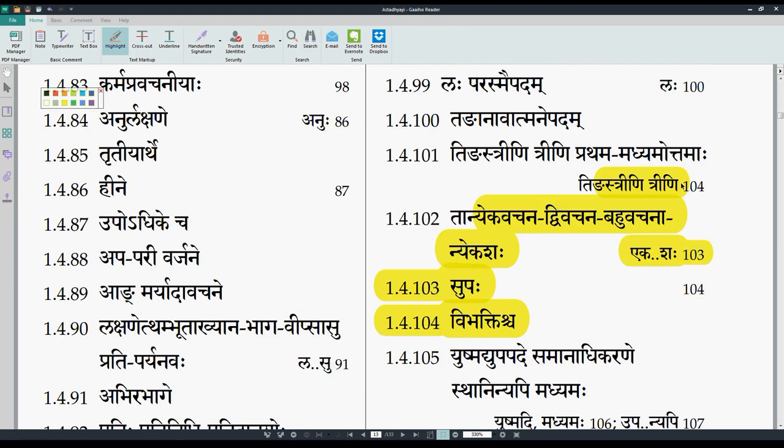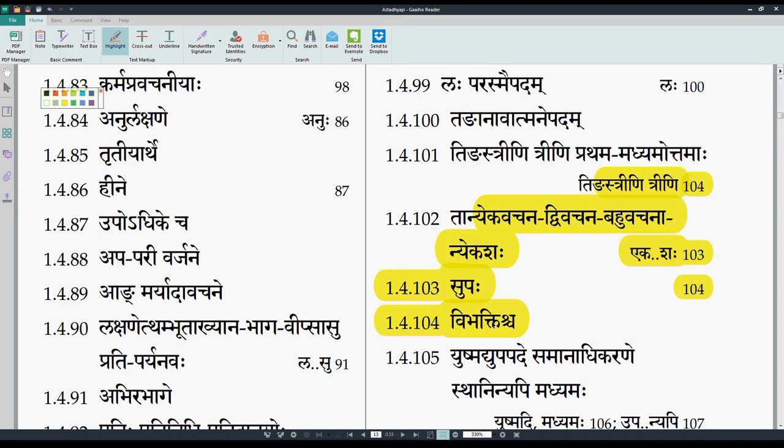Supaha and ting also go to tingaha: trini, tingaha, all this tinga is ting, tingau, tingaha, sup, supau, supaha. So prathama bahuvachana in both places, tingaha and supaha go till 1.4.104. Tingaha supaha vibhaktischa, so they get vibhaktischa bhavati. Tingaha supascha vibhakti bhavati, or the chakara says vibhaktischa sanya bhavati.